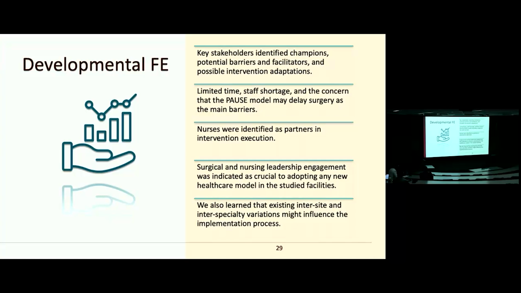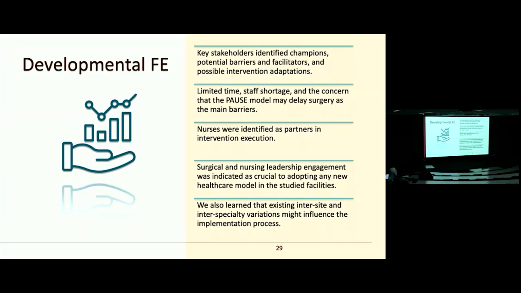So as part of our developmental formative evaluation, which was the initial pre-implementation interviews, we identified a lot of potential barriers and facilitators. So what we found was that you have to identify champions within each of those specialties to be able to get this to be successful. And we gathered data on adaptations for each particular specialty. The common barriers were limited time, staff shortage, and concern that this would delay surgery.